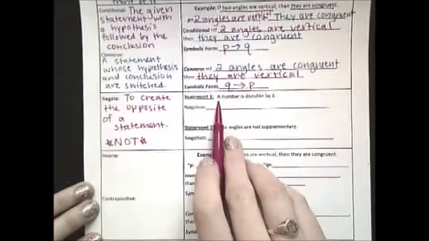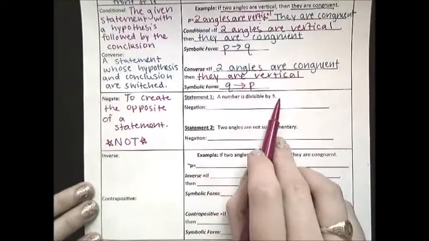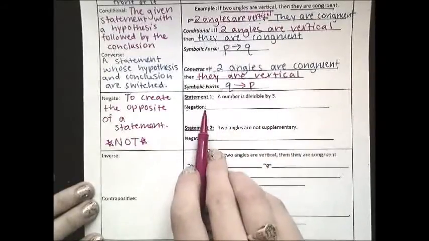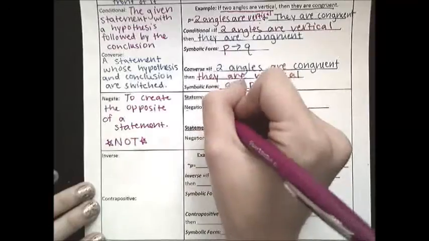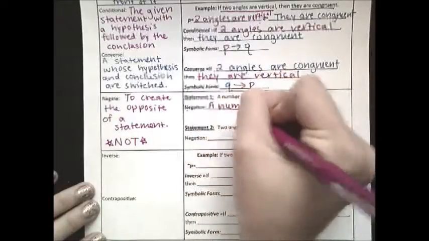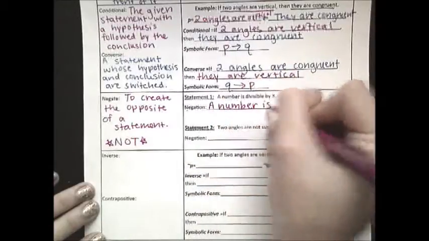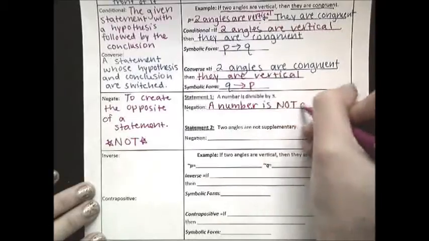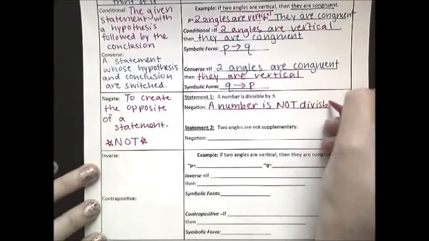So this statement here, a number is divisible by 3. The negation, the opposite of that statement, is a number is not divisible by 3.